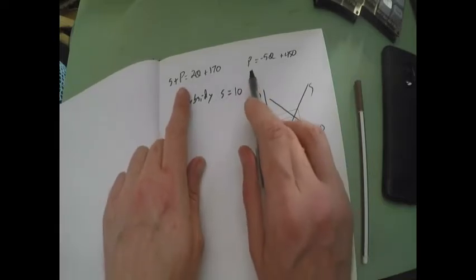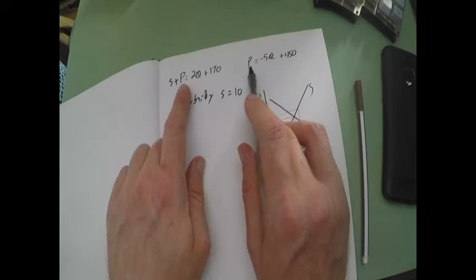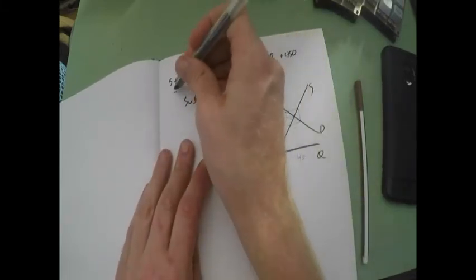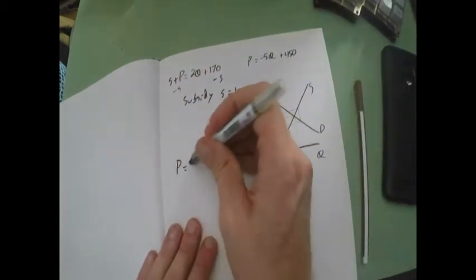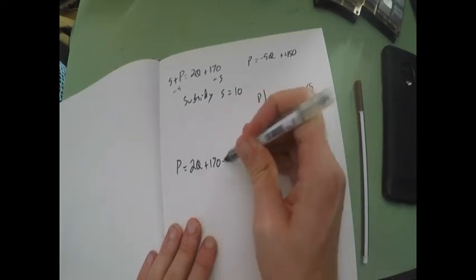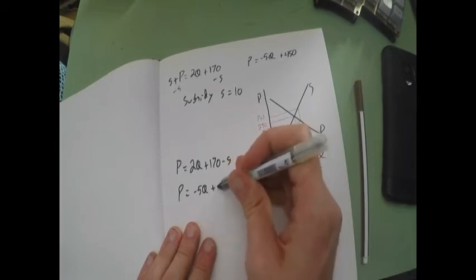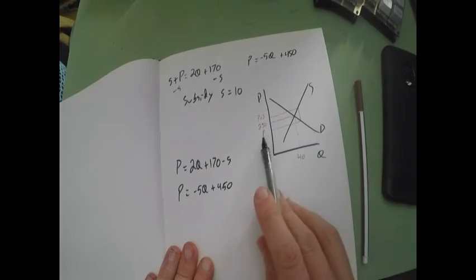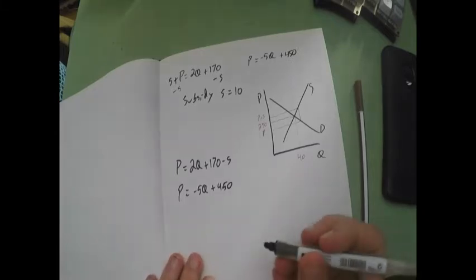Now we're going to probably just set these equal to each other the way we might have if we just said price equals price. So we need to move this S over. So we can subtract S from both sides. And now we have price equals 2Q plus 170 minus S, and price equals minus 5Q plus 450. These are both equal to the price that the buyer pays out of pocket, not the price that determines whether or not the seller is covering their costs.